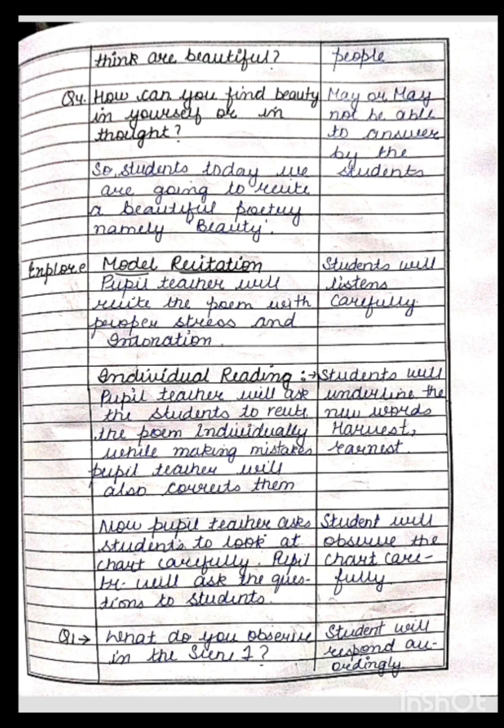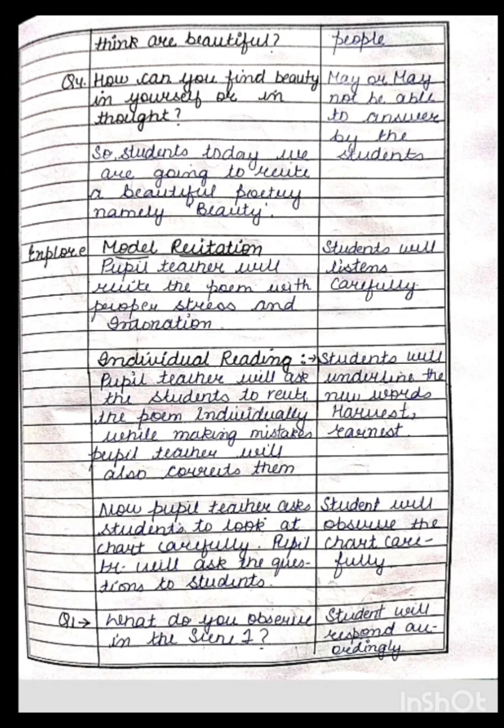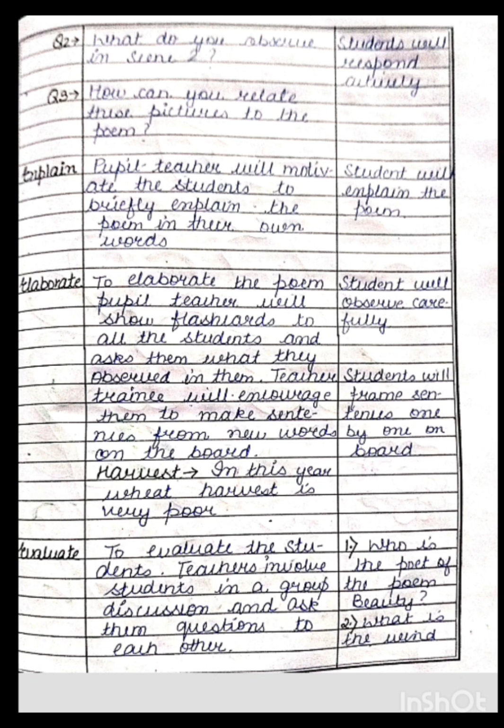What do you observe in scene 1? As you have to create this chart in scenes, likewise the first scene is this, and what is the scene observed? Students will actively respond how these pictures are related to the poem. And in the explanation part, the pupil teacher will motivate students to explain the poem briefly in their own words, or students will recite the poem and explain it in their own words.